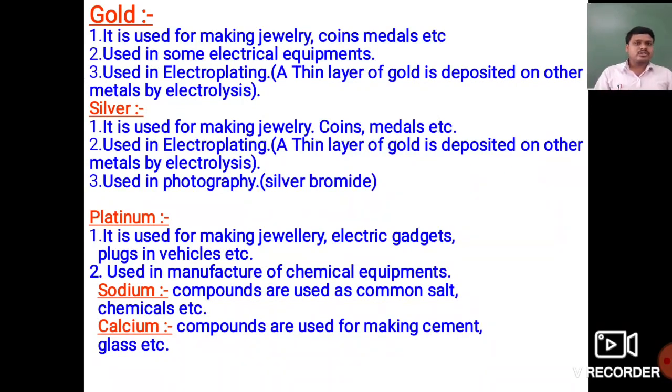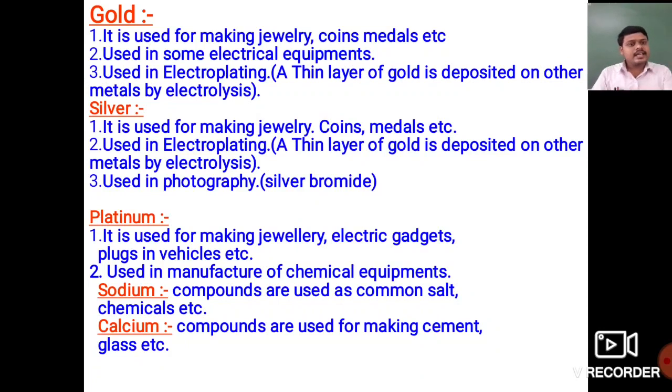And the gold will be used in electroplating method. What do you mean by electroplating? Yes, a thin layer of gold or a thin layer of silver is deposited on other metals throughout the electrolysis process. So which means, to avoid the friction or to avoid the corrosion, this electroplating phenomenon that we are using, a thin layer of gold is deposited on other metals throughout the electrolysis process to prevent the corrosion.